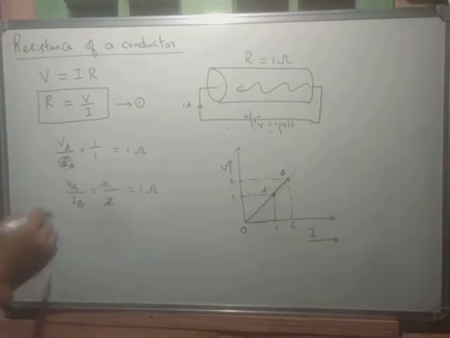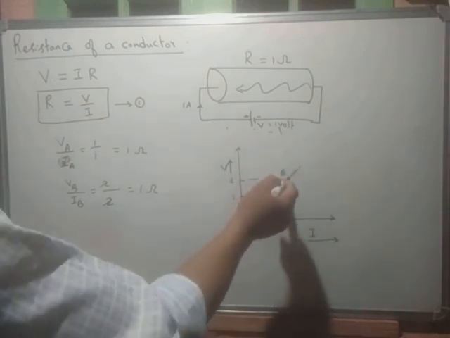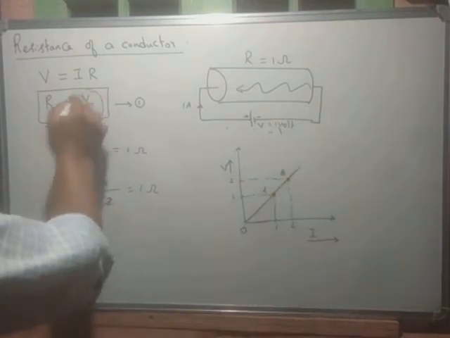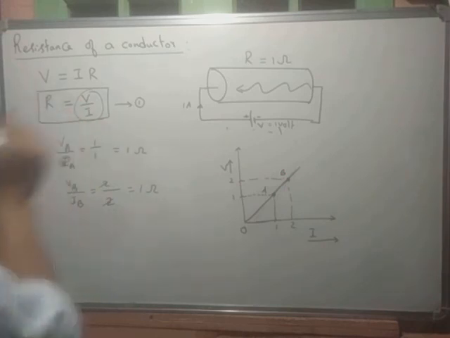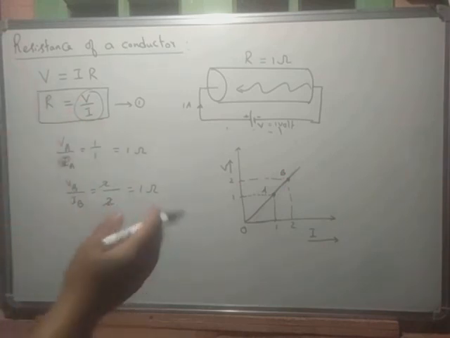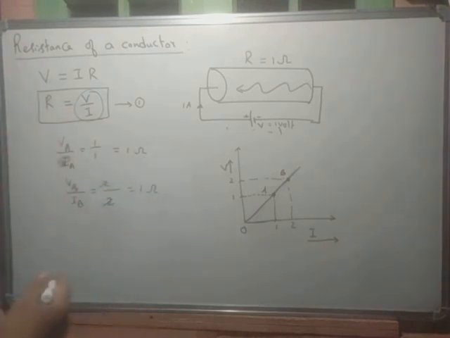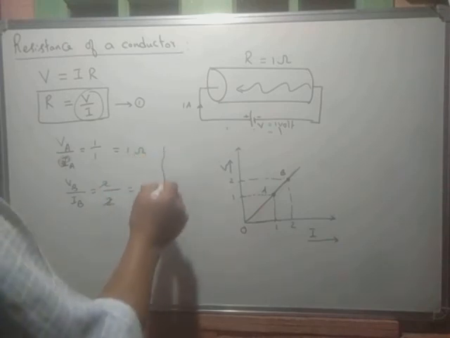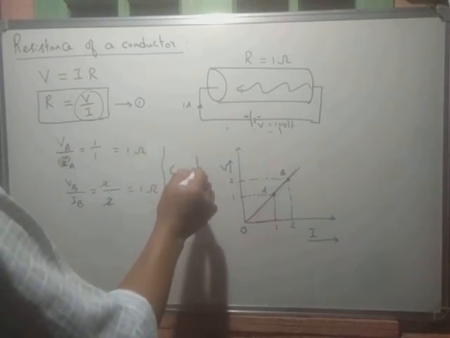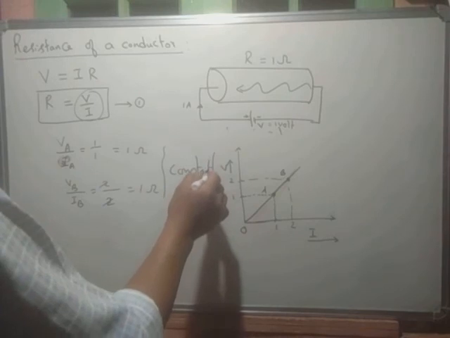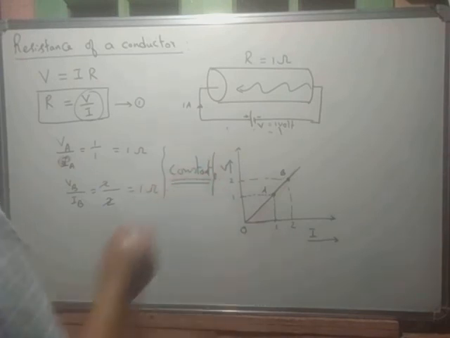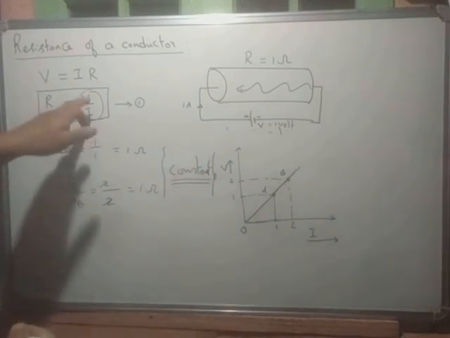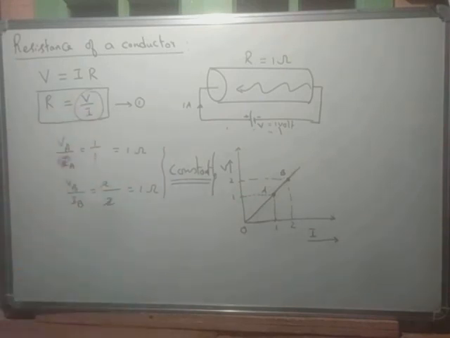So hence, from the graph we say that the ratio between the potential difference and the current of an ohmic conductor is always constant. So this point is very important, because when you do the practicals, you shall see that when you take the ratio between V and I, it is always remaining constant. So this is about the resistance of a conductor. Thank you.